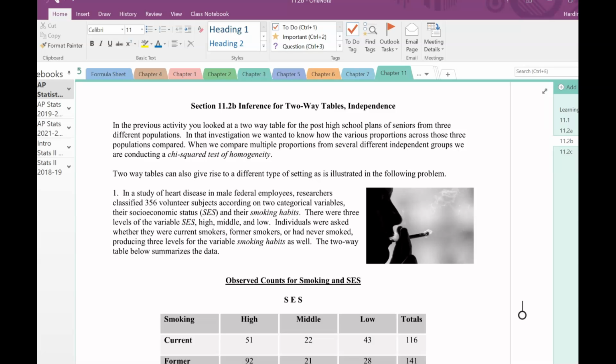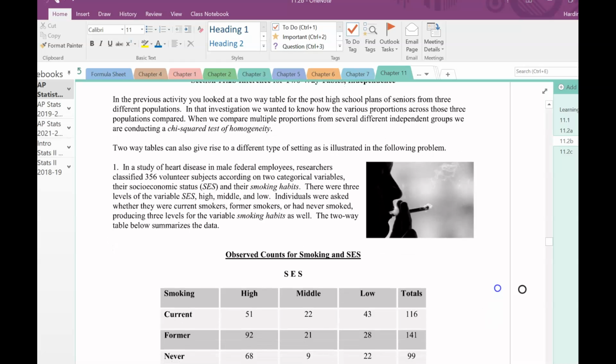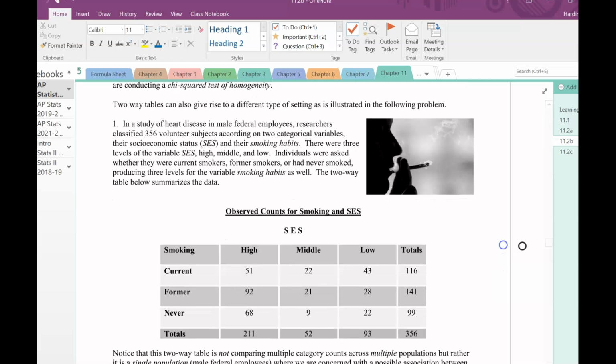So it says there, number one, in a study of heart disease in male federal employees, researchers classified 356 volunteer subjects according to two categorical variables, their socioeconomic status and their smoking habits. And then the results are given here in the table. You can see there are three different levels for socioeconomic status, and there's three different levels for smoking habits.